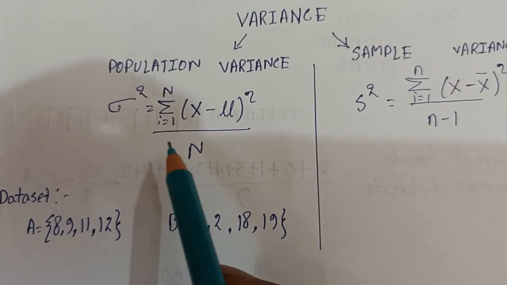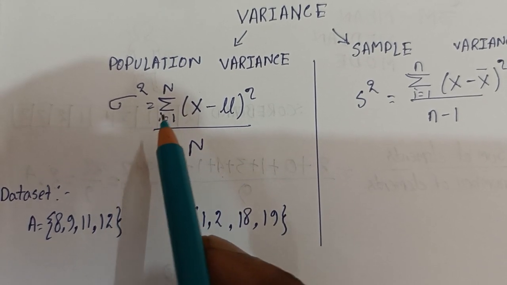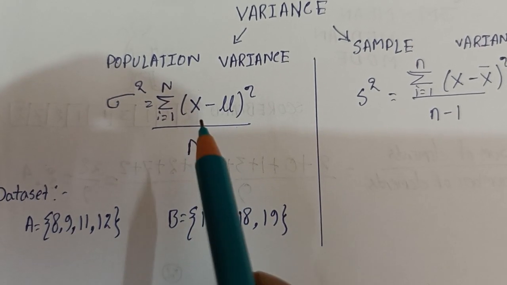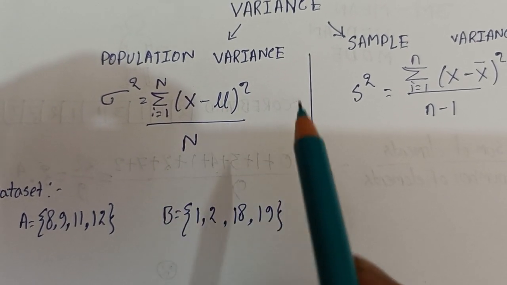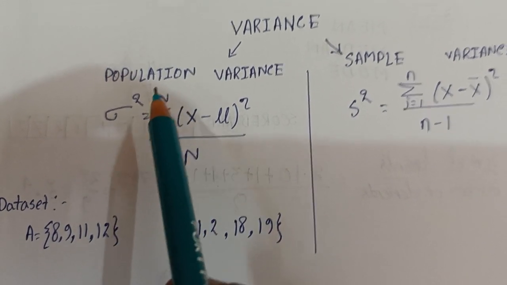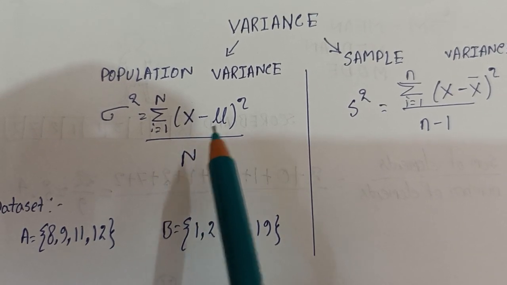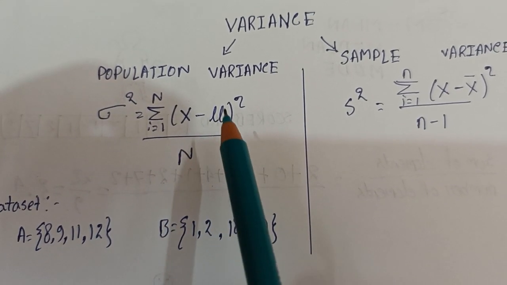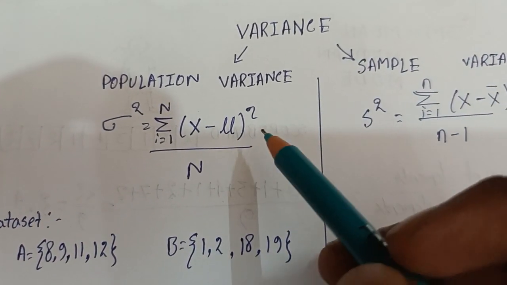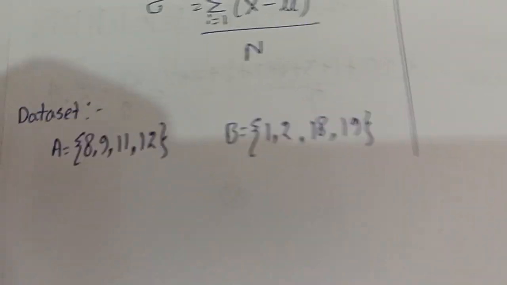So this is our formula, where the formula says sigma square is equal to the summation of i equals 1 to n of (x minus mu) whole square, divided by n, where n is the total number of instances, x is the individual number, and mu is the population mean. So this is a generalized formula. Let's first understand what the population variance is.